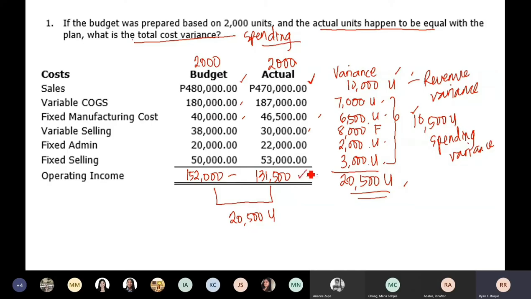Why? Because the actual is less than the expected na income ang pinag-uusapan. So, kabaliktaran ng convention ng cost natin. So, equal siya dito. So, pagtanong ay total na variance, dito po tayo sa ilalim titingin. Pag tinanong ay spending, dito lang lahat sa cost. Pag tinanong ay revenue, dito lang sa revenue or sales natin. That would be for number one.